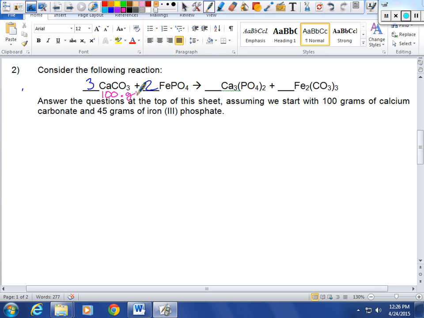What's iron 3 phosphate up here? The second one, very good. So making sure that you understand that is very important. So we've got 45 grams of this.